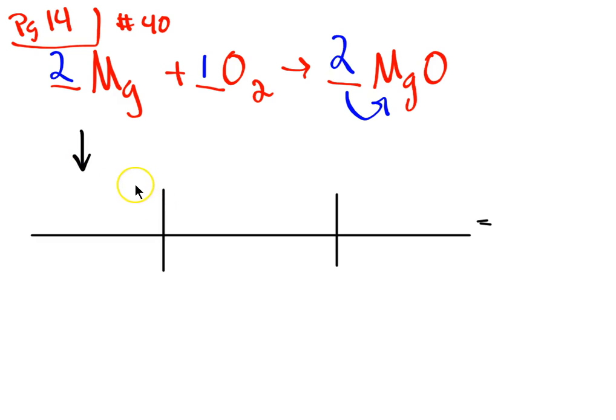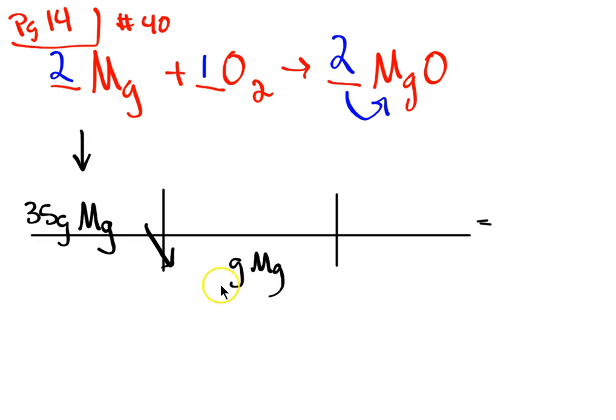Start with the given. What did I give you? Good, thank you. 35 grams of just Mg, correct? All right, who at least started with that? Nice. All right, 35 grams of Mg. So that means this unit down here must be grams of Mg. And I'm going to go to my periodic table and I'm going to find that number eventually. I'm not going to do it yet, but I will eventually.